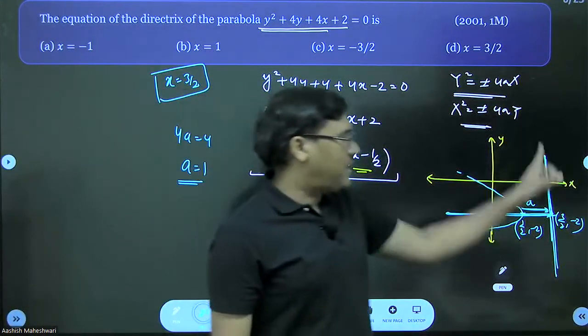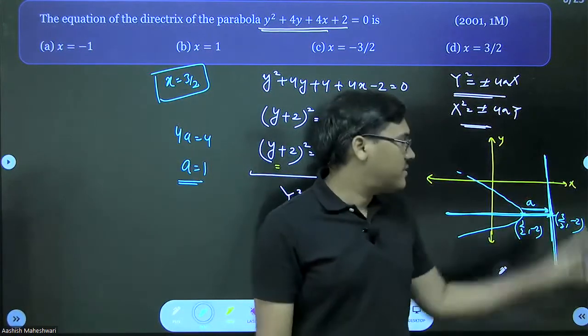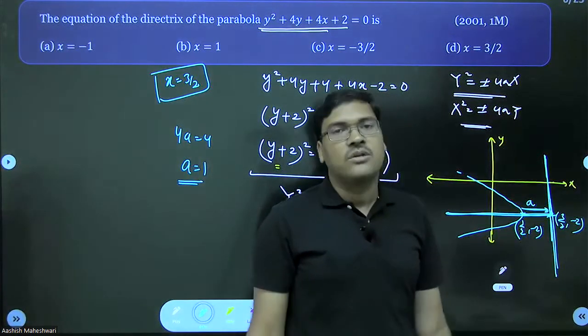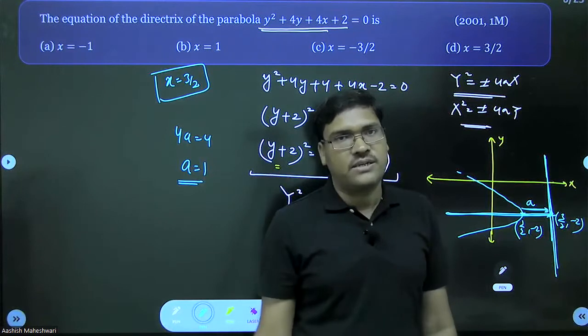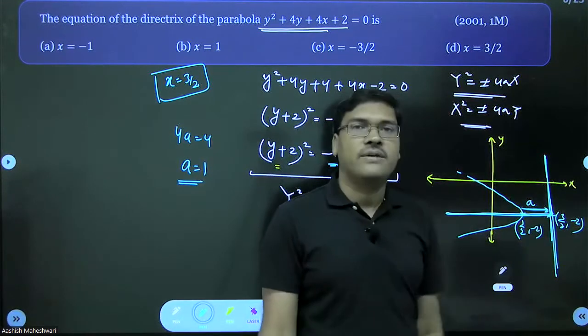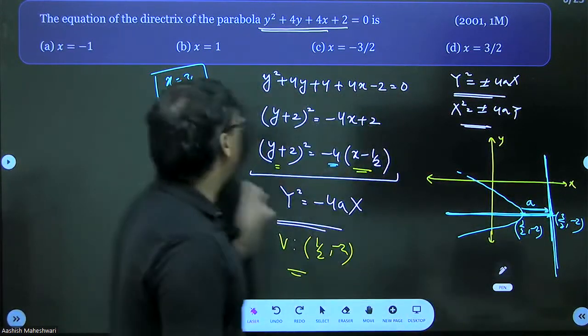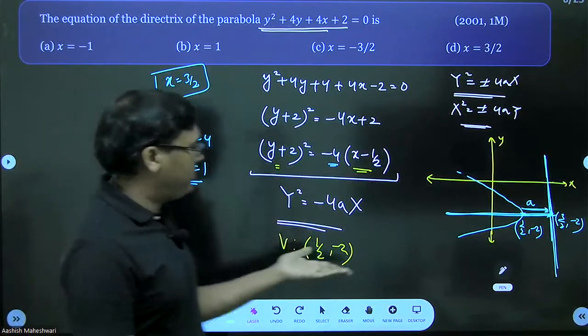Because this is passing through 3 by 2 comma minus 2, and this is a line which is perpendicular to x-axis. So what is the equation of a line perpendicular to x-axis? X is equal to some constant, and what is that constant? 3 by 2 here. So that is the answer. X is equal to 3 by 2. This is one way to solve this.